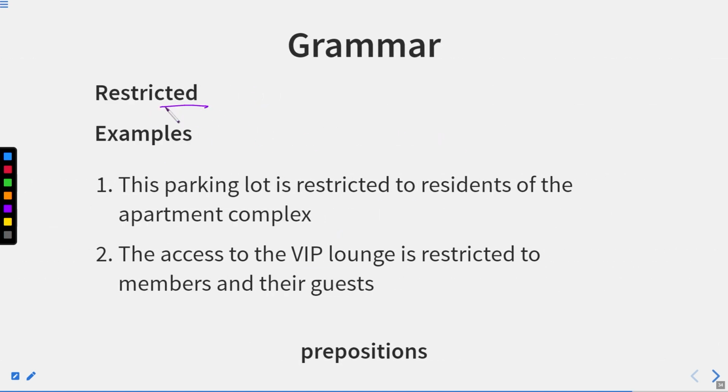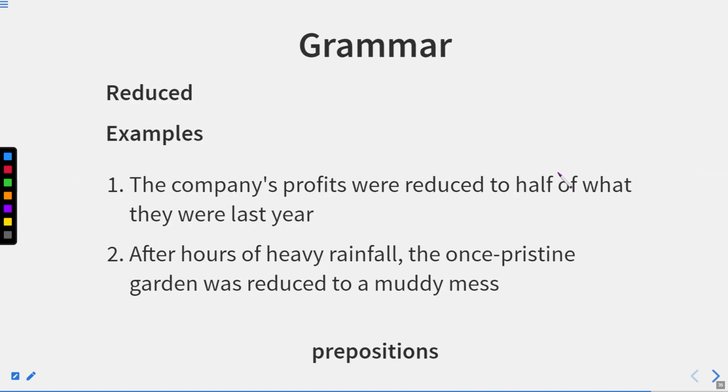Restricted to is again same as limited to. This parking lot is restricted to residents of the apartment complex. It means it is only for the residents. So restricted to means only for the people. The access to the VIP lounge is restricted to members and their guests. It means it is only for the members and their guests, not for anyone else. So restricted to means up to a particular limit only, or only for those who are included in that. Now let us move to the next one.